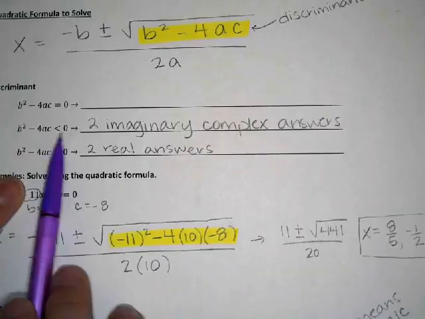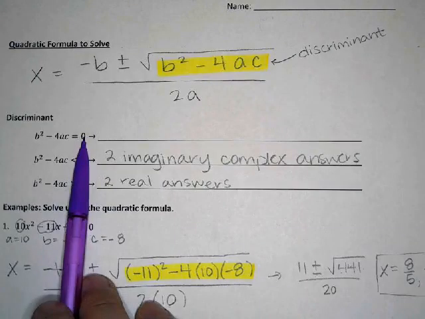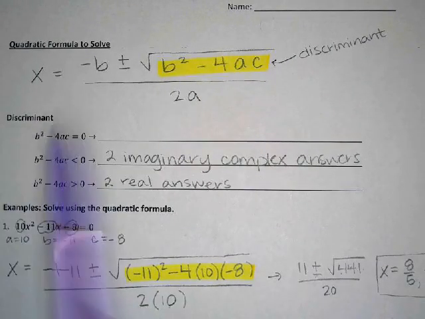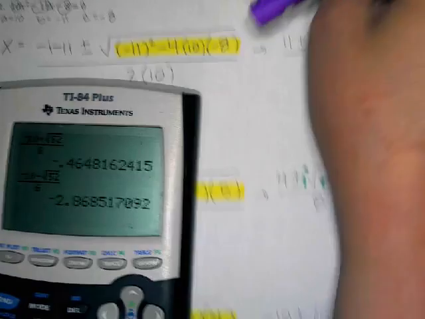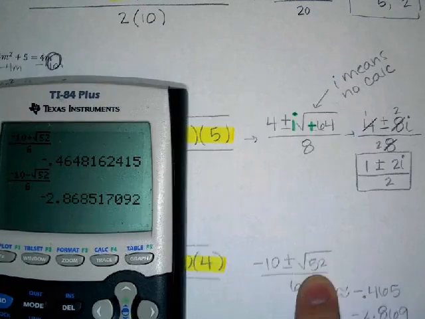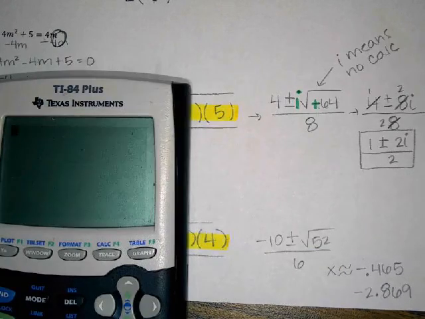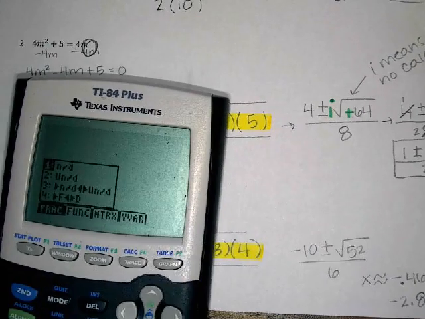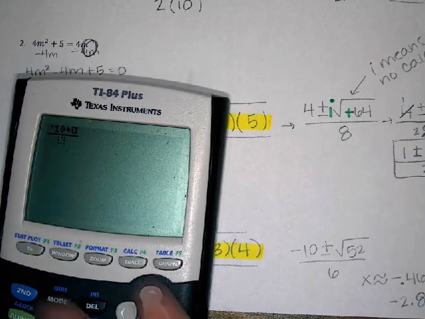If the discriminant equals 0 exactly, I'm going to show you what happens. That means that what you would plug into the calculator would be the square root of 0. If your discriminant is 0, then you would have the square root of 0 in the problem. So if we did this problem with the square root of 0, we would have negative 10 plus square root 0 over 6, and we would get this answer.